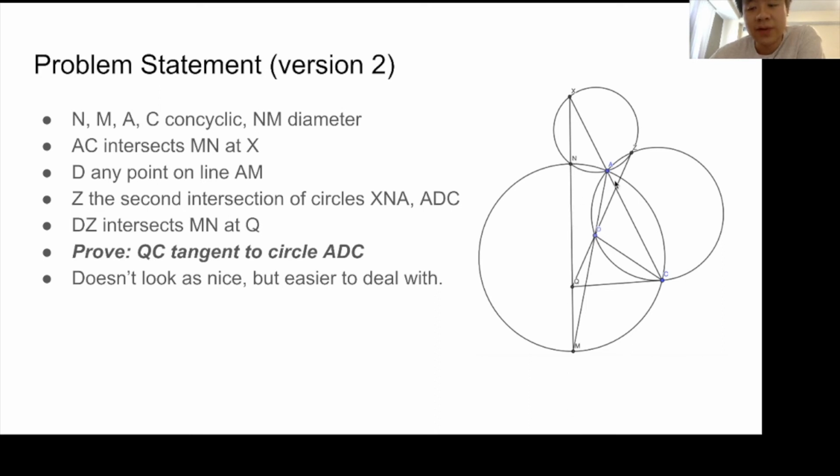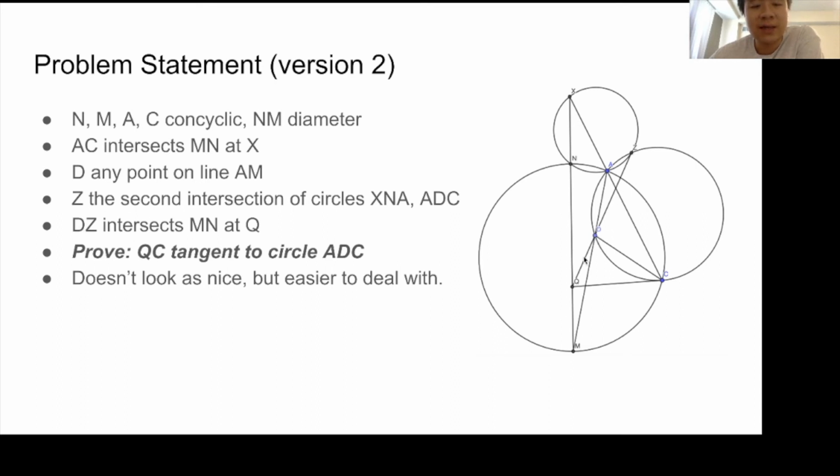Now we also have AC intersecting MN at X. Well, X was the point where XB equals XC, and therefore it lies on the line MN, the perpendicular bisector. And then Z, as we mentioned before, we can turn it into the second intersection of X A and also ADC.